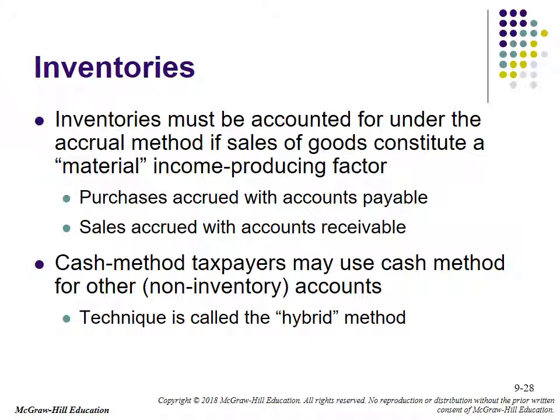Inventories must be accounted for under accrual method, and that's what I was talking about, if sales of goods constitute a material income producing factor. So we take purchases, purchases accrued with accounts payable. Okay. If you have an accrual basis taxpayer, basically if they purchase inventory that has not been paid for yet, you're going to include that. Same with sales. If they made any sales that they have not received the cash for yet, it's still included in income.